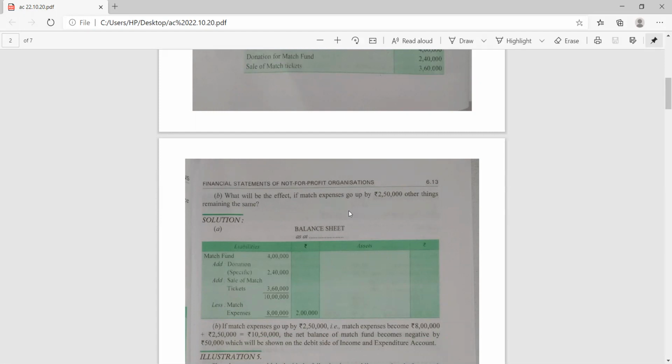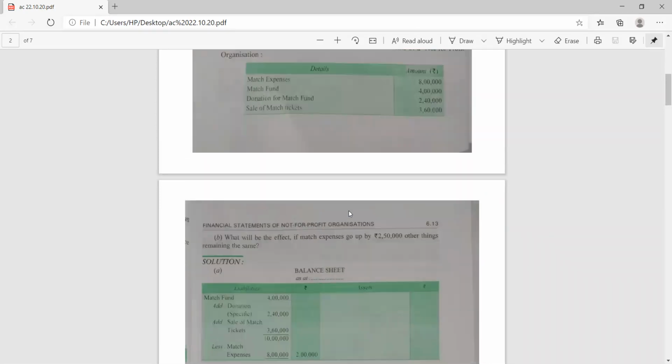Please look at the solution very carefully, what items have been added in the match fund and what items are to be subtracted from the match fund. And finally, you will get 2 lakh rupees as the net balance of match fund. But if we talk about part B, 2,50,000 has been increased in the match expenses. Earlier to this, match expenses were 8 lakh.